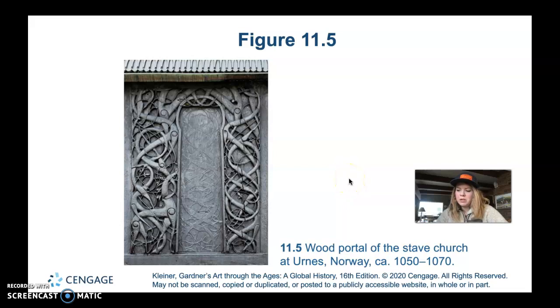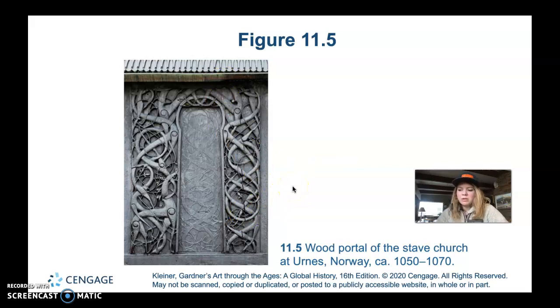So we'll talk about the Stave Church at Urnes. By the 11th century, most of Scandinavia had actually been converted to Christianity, but the Viking artistic tradition still survived in these areas. So here's a wood portal of the Stave Church at Urnes, Norway, 1050 to 1070. The decoration of this wood portal is a notable example of that persistence of the Viking artistic traditions. You can see that in the interlacing animal figures here.